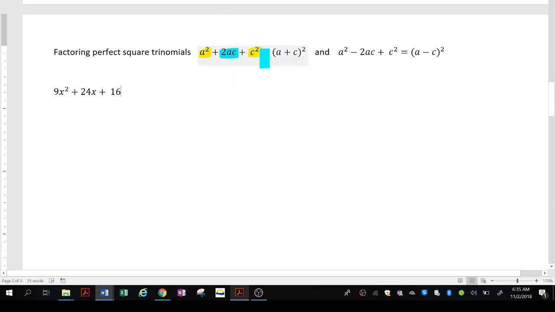And this factors very nicely into our first term plus our second term, and that binomial squared. Now, this is a case for a perfect square trinomial where our middle term is negative also. So again, our first term and our last term are perfect squares, and our middle term is 2 times the square root of our first term times our last term, but you'll notice here that it is negative, and that factors very nicely into a minus c all squared.